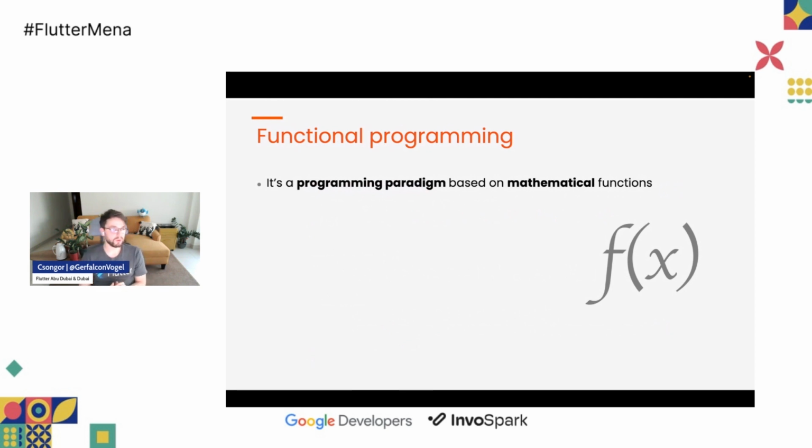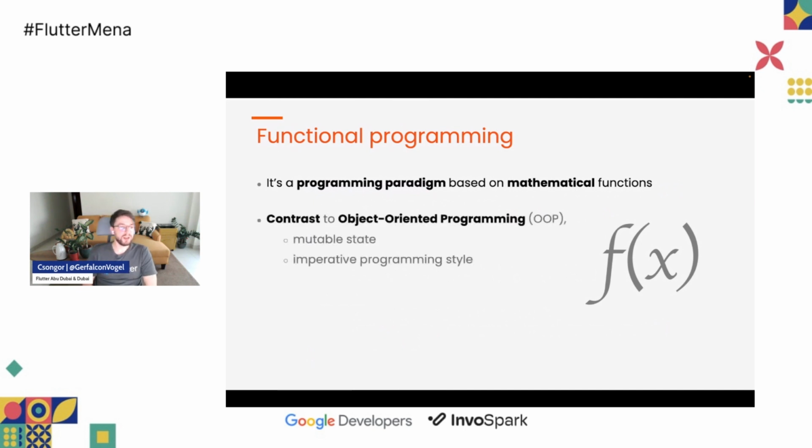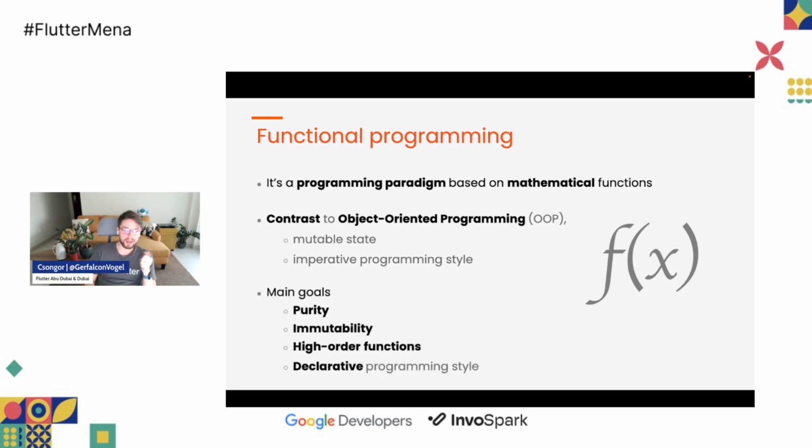Let's recap what we learned about functional programming so far. It's a programming paradigm based on mathematical functions. It represents a contrast to object-oriented programming. Inside object-oriented programming, we did the opposite of what we discussed previously. We are mutating the inner state of our objects and classes, and OOP heavily relies on the imperative programming style, but we are trying to do the opposite of that. The main goal is supporting purity and having immutability, and based on the declarative programming style, we can also use these higher order functions.